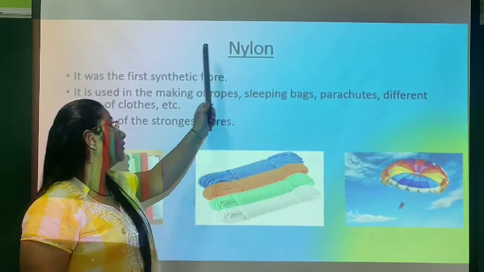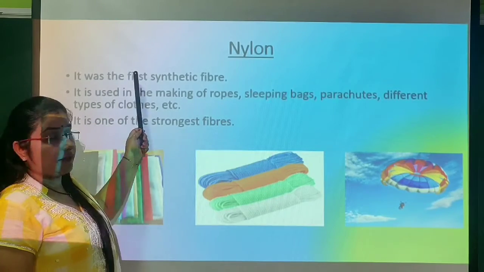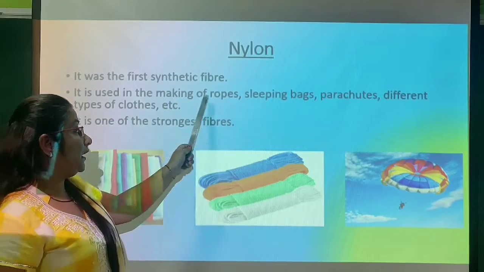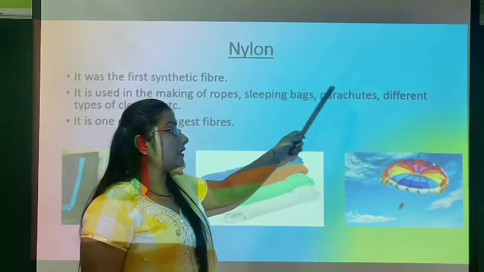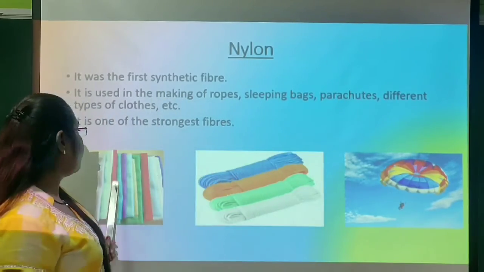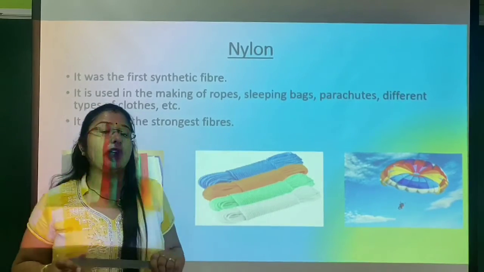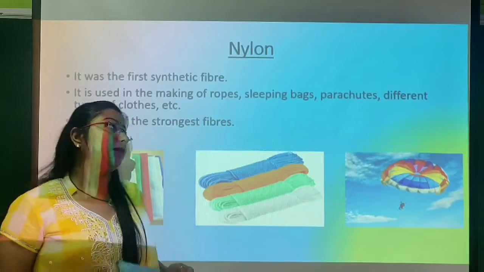Second is nylon. It was the first synthetic fiber. It is used in making ropes, sleeping mats, parachutes and different types of clothes, as you see in these pictures. It is one of the strongest fibers.